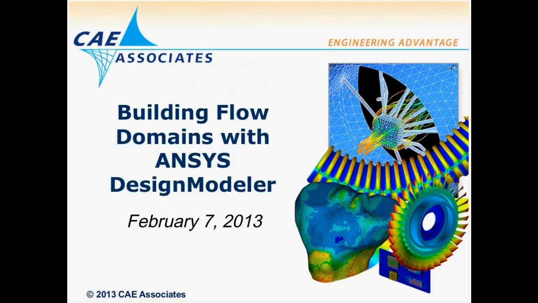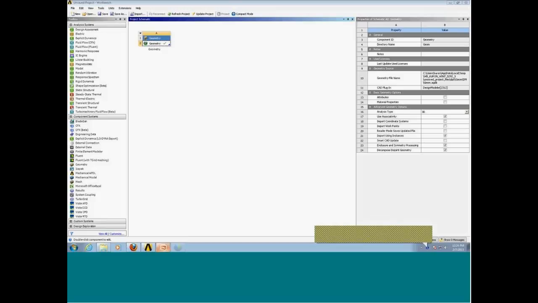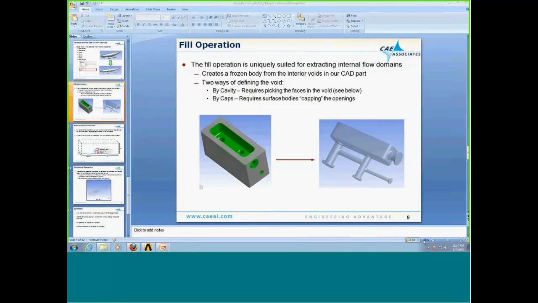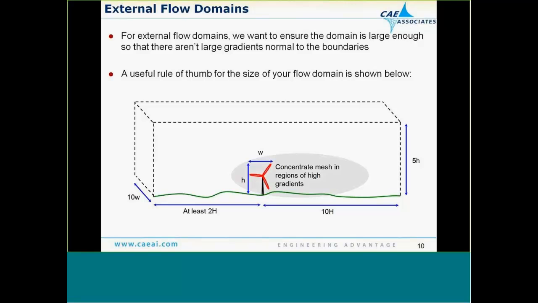Okay, so let's go back to our PowerPoint here. And the next topic we're going to discuss is external flow domains. So external flow domains, we have a little bit of different concerns. Typically, our concern here, rather than cutting it at a specific location in a larger physical system, like a piping network, is that we want to make sure our domain is large enough so that the gradients at the boundary of our solution fields aren't too big.